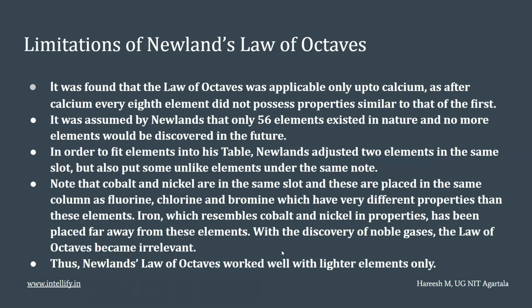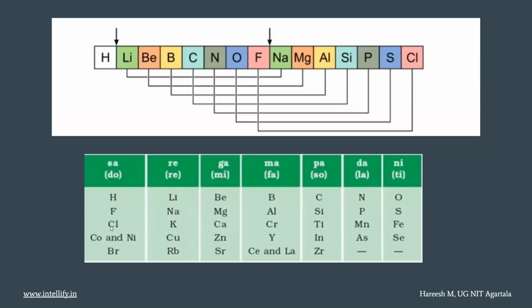And also, let us understand the next line which he said. He also put some unlike elements under the same node. Note that cobalt and nickel are in the same slot, as I showed you before. And these are placed in the same column as fluorine, chlorine, and bromine, which have very different properties than these elements. Fluorine, chlorine, and bromine are known as halogens, and cobalt and nickel have very different properties than them. So this was another major flaw in his table.